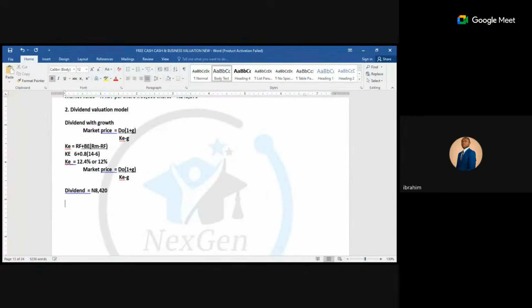So dividend per share. We'll divide this by the number of shares, which is 50,000 units. So what do we have? What is the dividend per share?